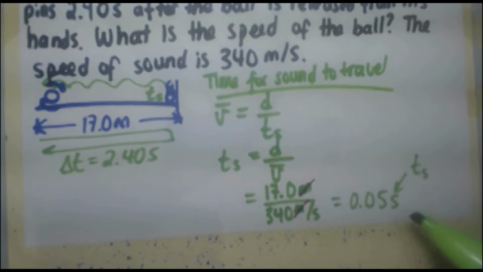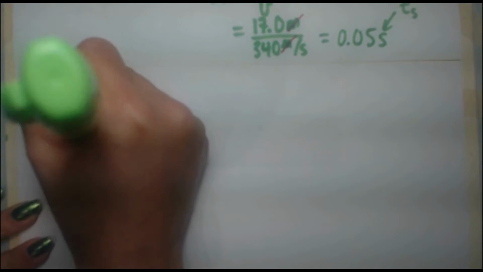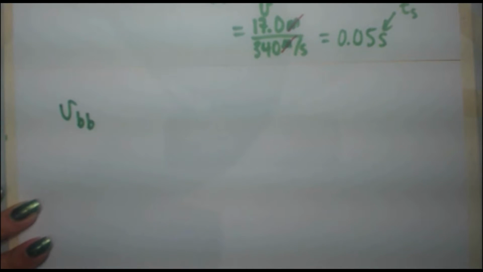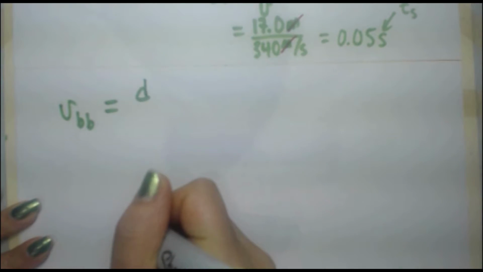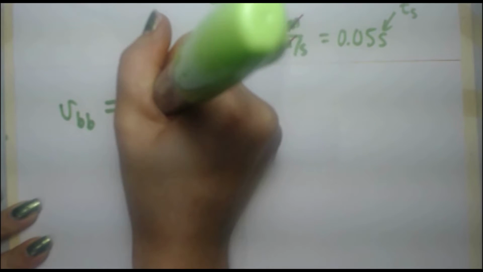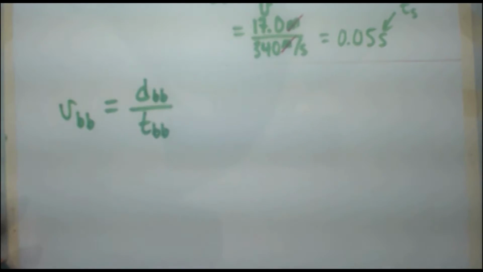And remember, the original goal of the question is, what is the speed of the ball? Okay, so let's keep going. Speed of the ball, so I'll call it VBB for speed of bowling ball, is equal to the distance traveled by the bowling ball, over the time that the bowling ball spends going down.